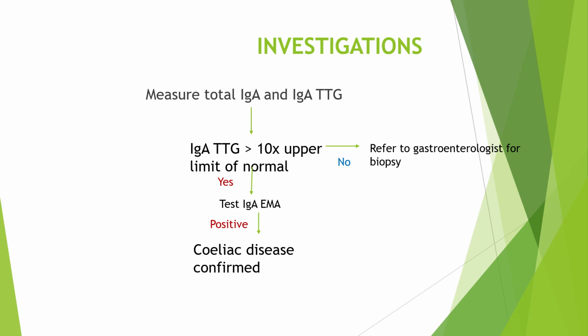Why are we doing total IgA also in the beginning? Because IgA deficiency is very common in the community. If IgA is deficient, that is, the total level of IgA is low in a person, you cannot use IgA TTG for the diagnosis. You have to use IgG TTG.